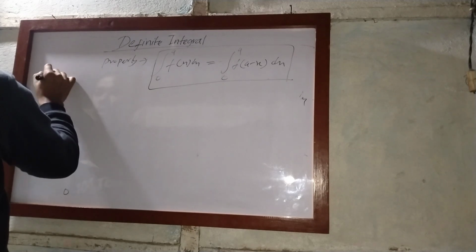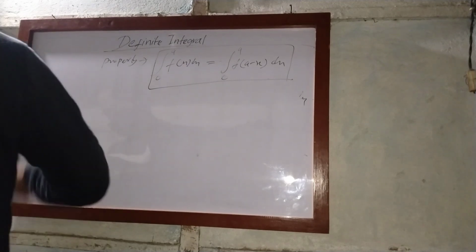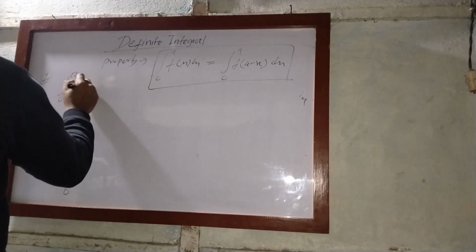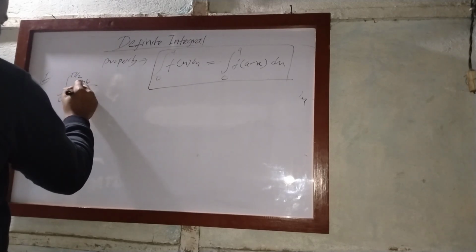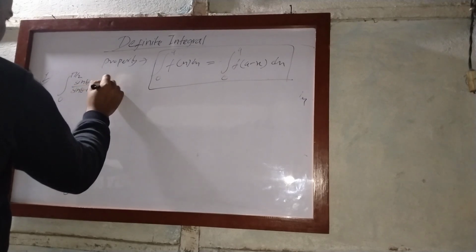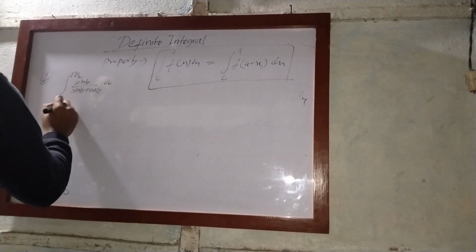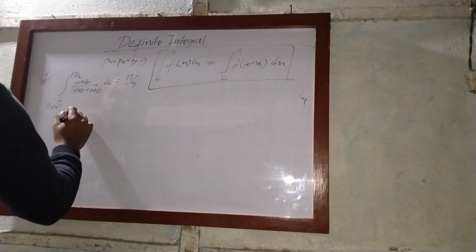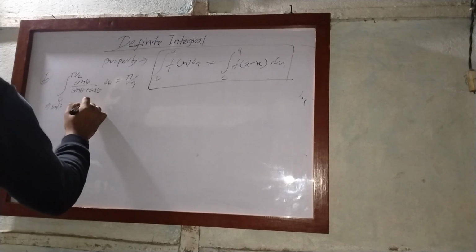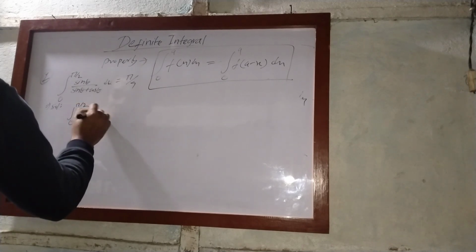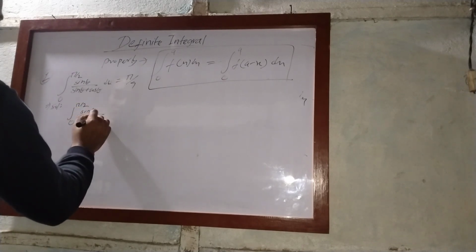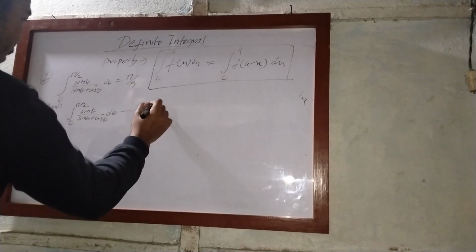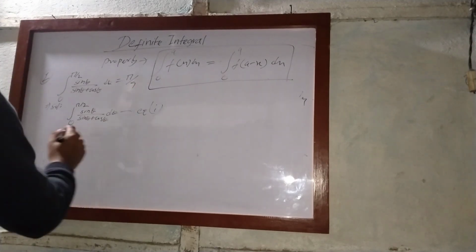And the question is in number one: the integral from 0 to pi by 2 of sine theta by sine theta plus cos theta d theta. Solution: we have to prove it equals pi by 4. Now this integral, from 0 to pi by 2 of sine theta by sine theta plus cos theta d theta, let's call it equation I. Now using the relation.